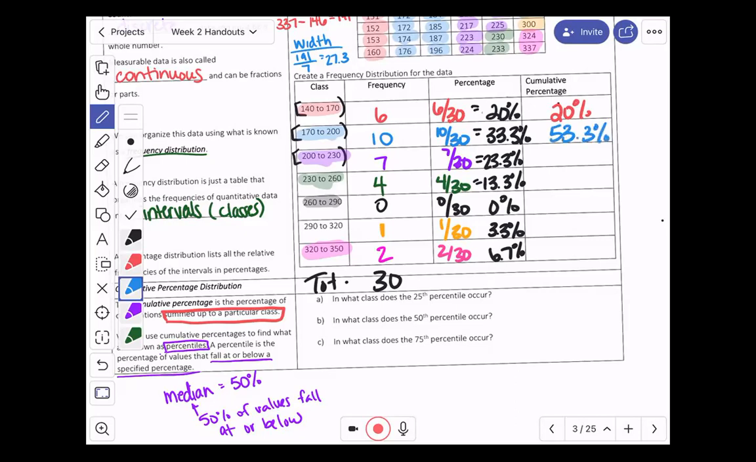53.3%. Thank you. Next, we're going to add 23.3% to the next one. So what does that one equal to? 76.6%. Then we're going to add 13.3% to the next one. That's equal to what? 89.9. Thank you. Then we're going to add 0. So what's in the next one then? 89.9%. That doesn't change. Add 3.3. What do we get next? 93.2. Thank you so much.